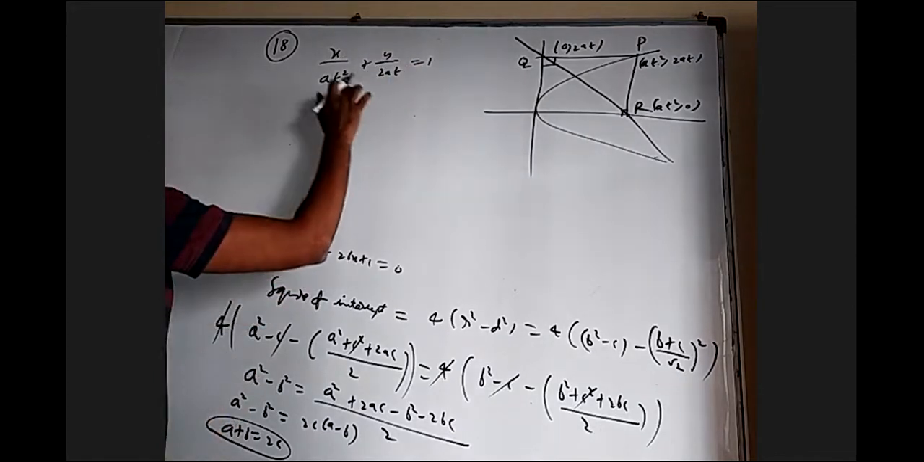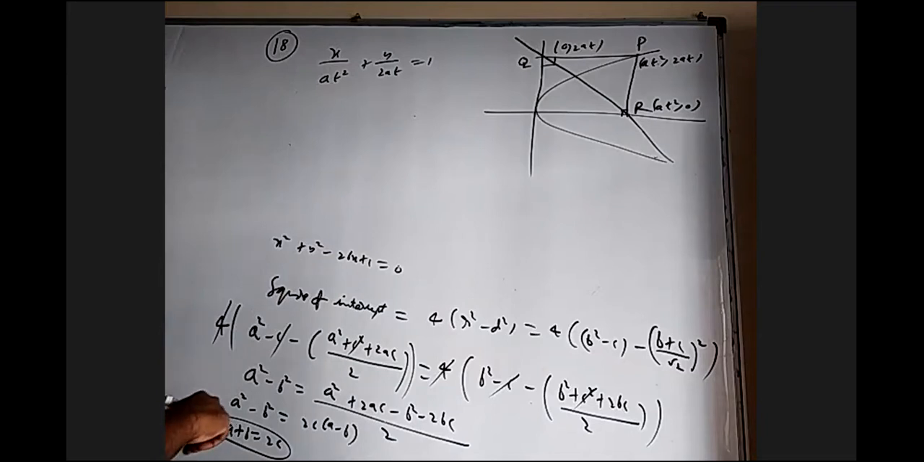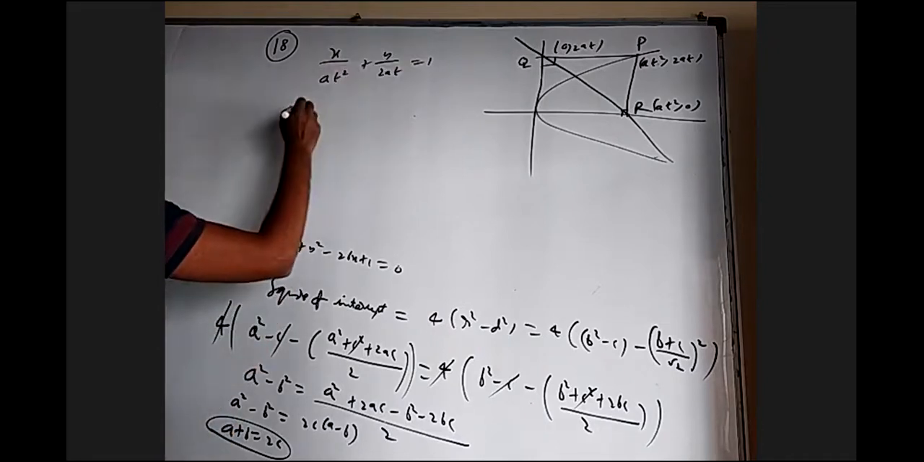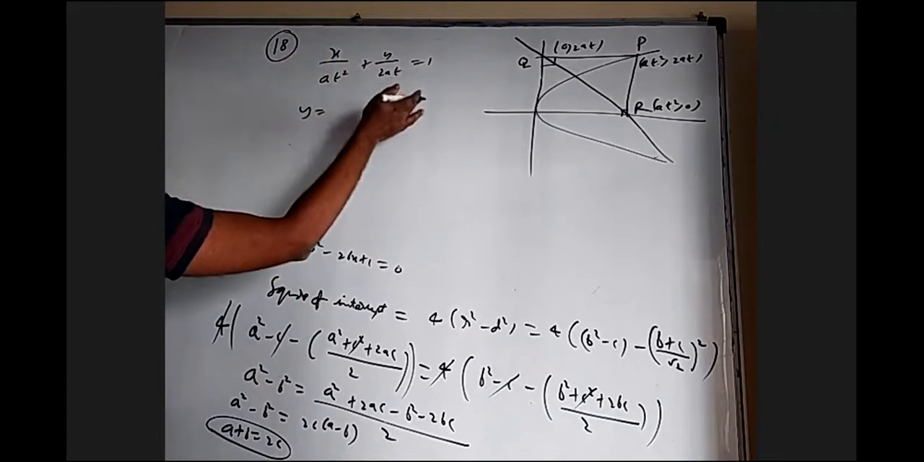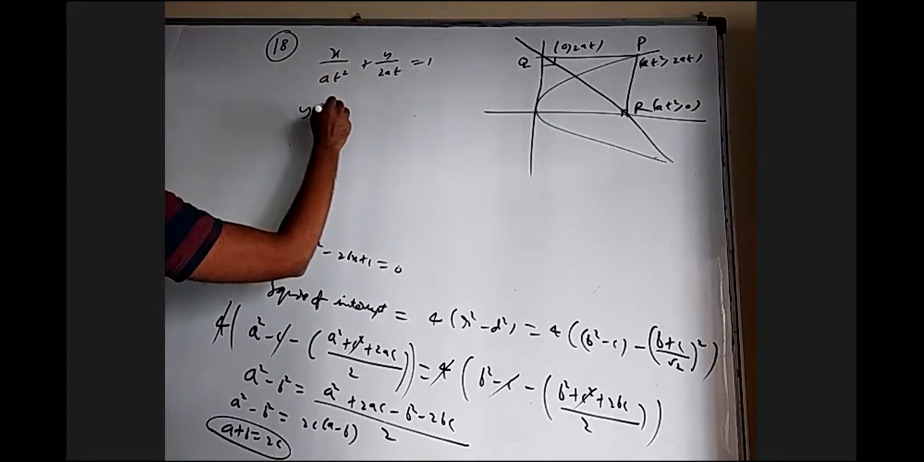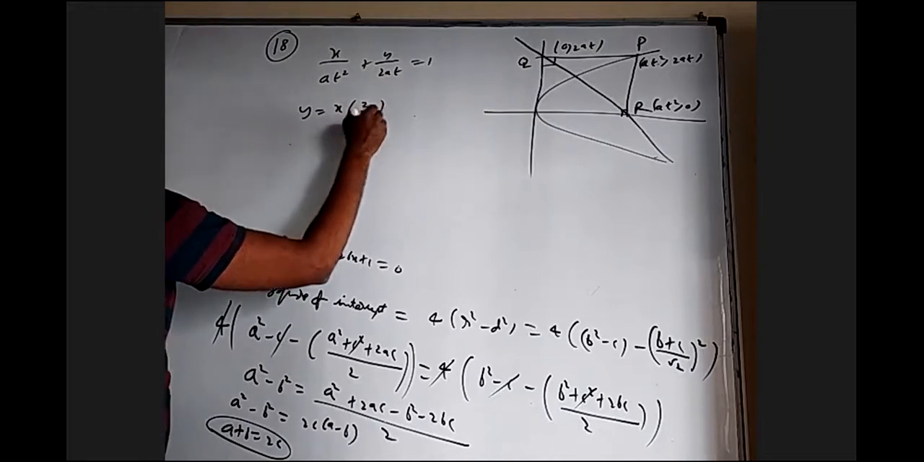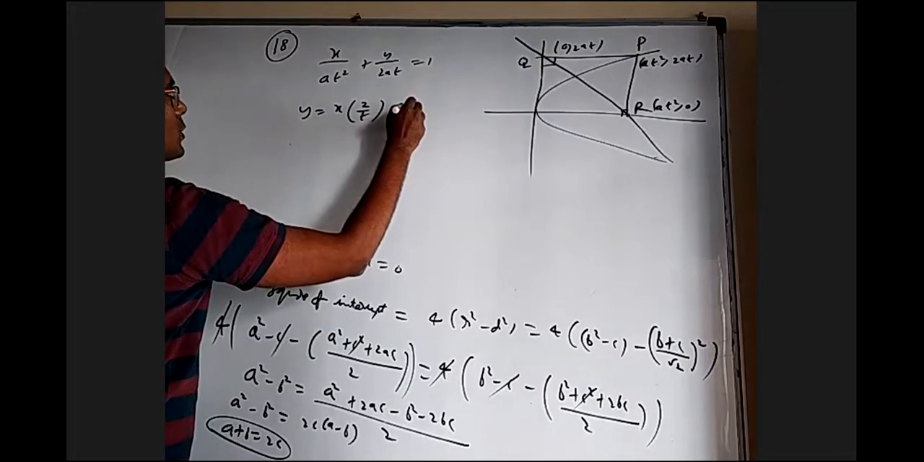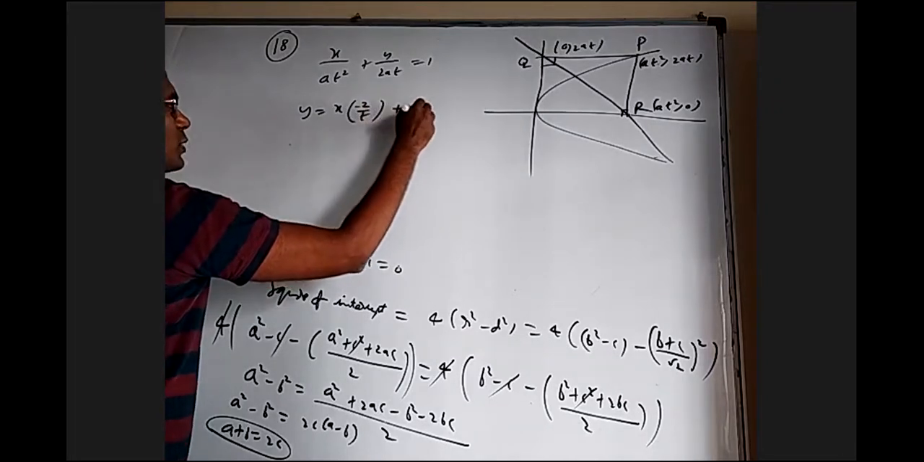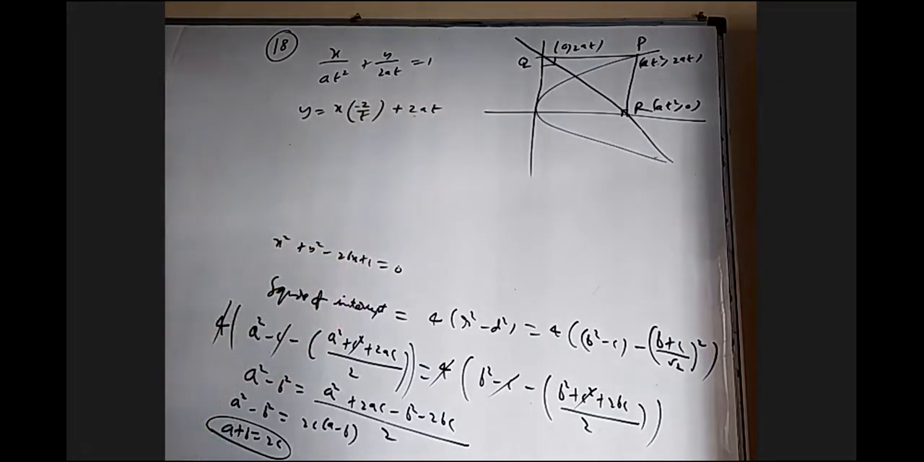Okay. Now this is always touching one parabola. We have to know what is that. So for that, I want to write it in the form of y equal to mx plus c kind of thing. So let me multiply by 2at and send to the other side. And I multiply by 2at, I'll get x into 2 by t minus 2 by t plus 2at equal to 0.